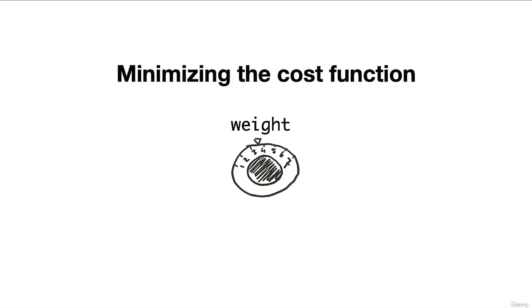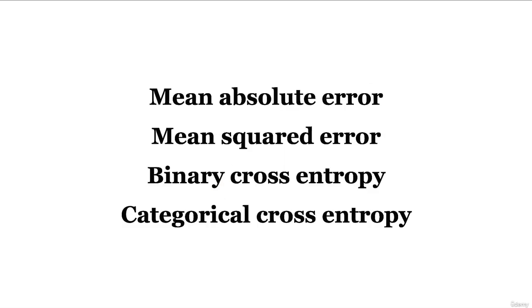So let me repeat. Minimizing this cost function means adjusting the weight so that the result of the cost function goes down. However, the cost function we have used is not the most suitable cost function for our problem. I just used it because it is easy to start with. But we can do better. It turns out there are many cost functions to choose from. Here you see 4 cost functions.